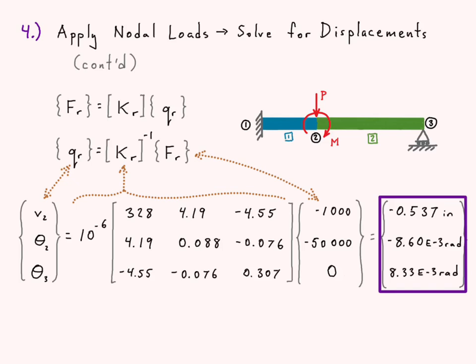We recognize that as we start drawing the shape there, we can see that we have a downward displacement at node 2, which corresponds to what we have here, negative 0.537 inches. We have a negative rotation at node 2, and sure enough, we have a downward slope at node 2. And then we have a positive slope at node 3, which is indeed what we have here. And this sort of corresponds with what our intuition would be for this type of loading on this type of problem.